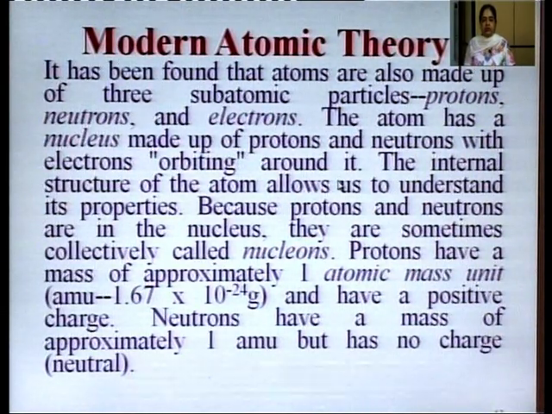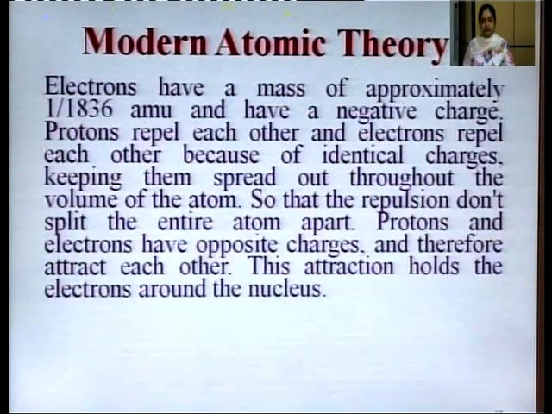The internal structure of the atom allows us to understand its properties. Because protons and neutrons are in the nucleus, they are sometimes collectively called nucleons. Protons have a mass of approximately 1 atomic mass unit and have a positive charge. Neutrons have a mass of approximately 1 AMU but no charge, that is, they are neutral. Electrons have a mass of approximately 1/1836 AMU and have a negative charge.